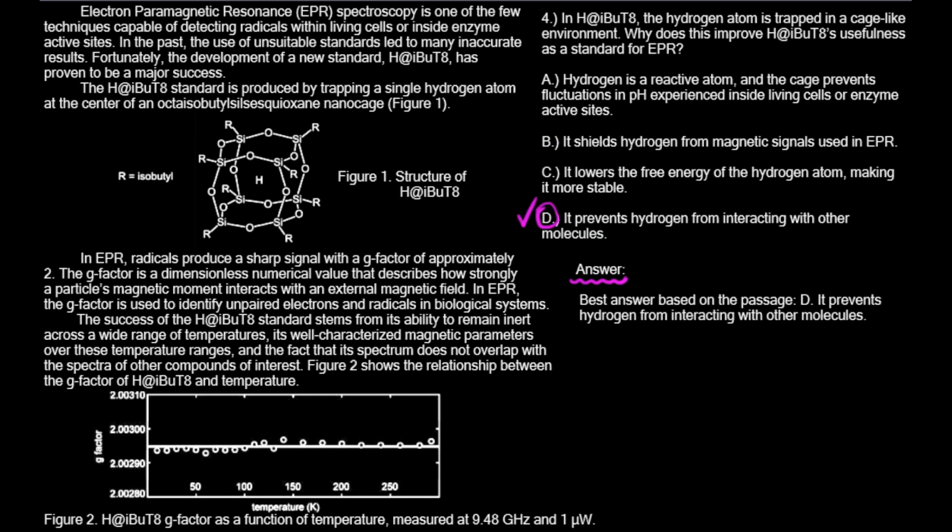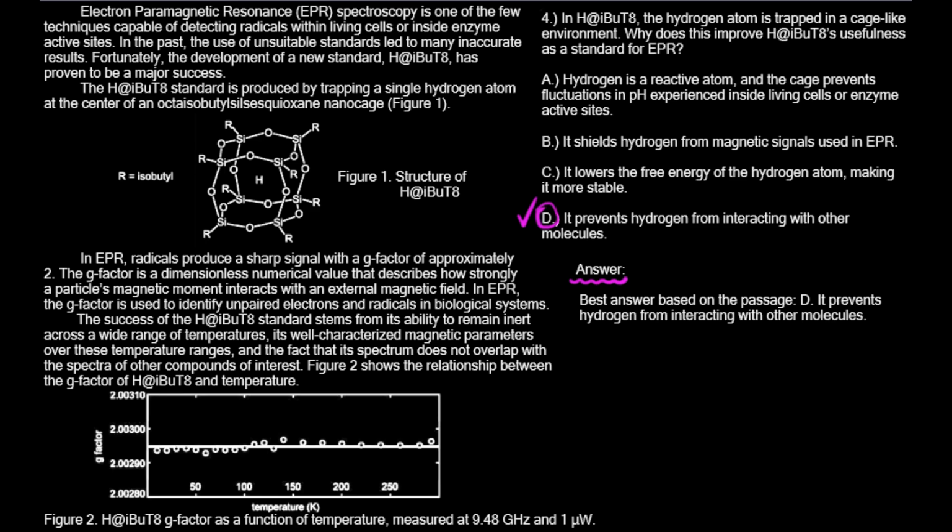Here's question number 4. It says in H@IBU-T8, the hydrogen atom is trapped in a cage-like environment. Why does this improve the standard's usefulness as a standard for EPR? So again, what is this question really asking us? It's asking why the nanocage makes hydrogen more effective as a standard for EPR. The correct answer is D. It prevents hydrogen from interacting with other molecules.